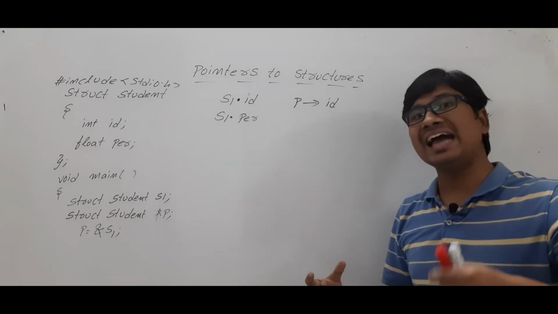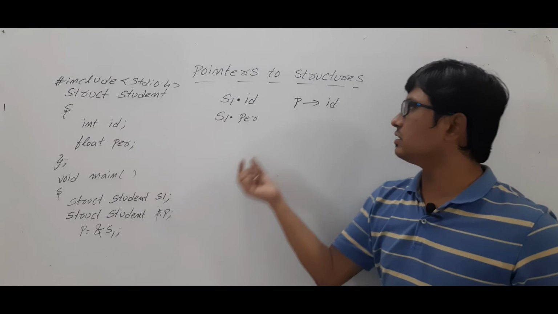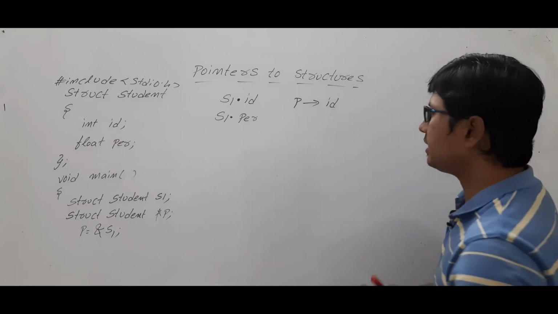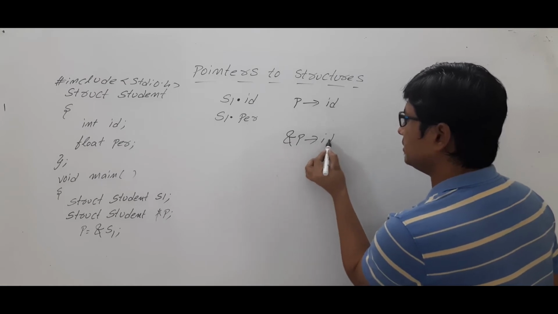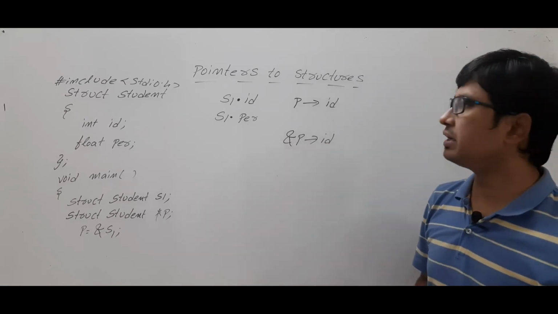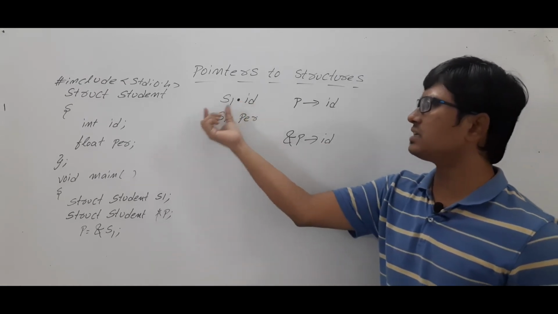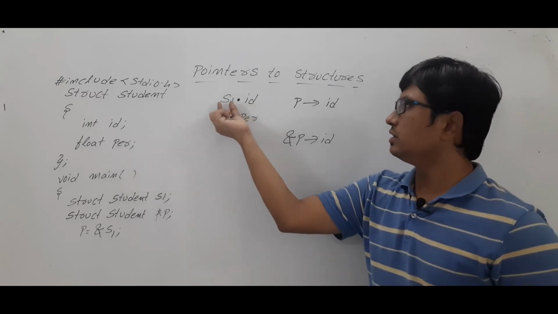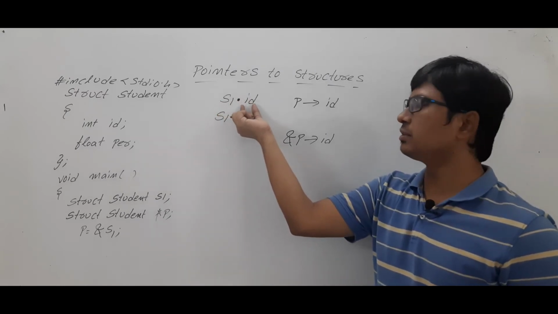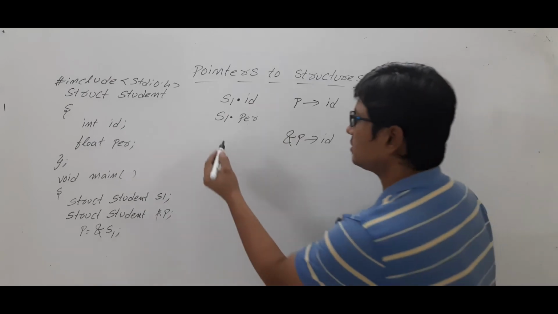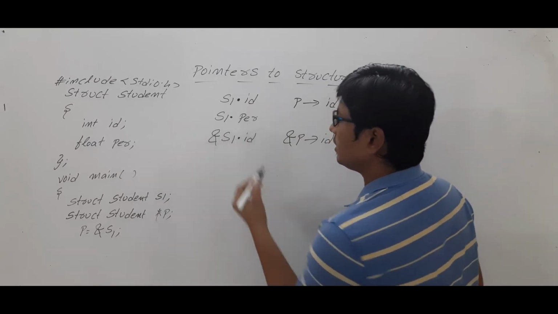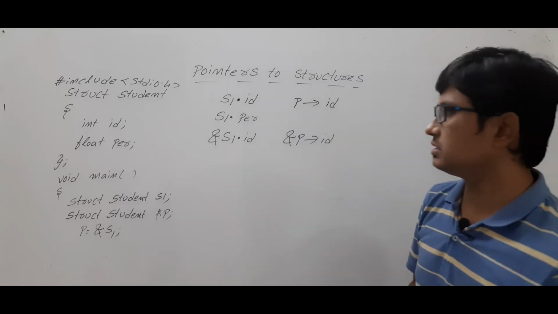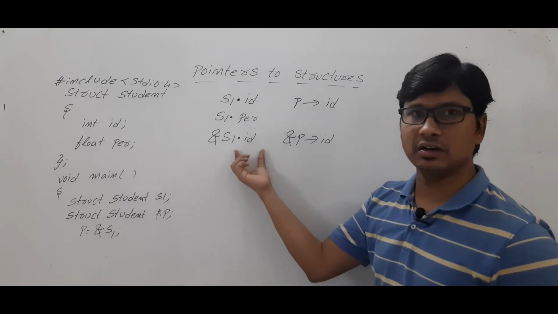If I want to access the member address using the pointer p, then I can write the statement as &p->id. Is it clear? I hope you have understood. Similarly, if I want to access the address of the variable s1 with a member called id, then I can write the statement as &s1.id, with the ampersand symbol. Are you able to understand it or not?